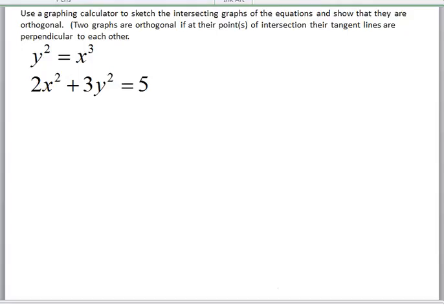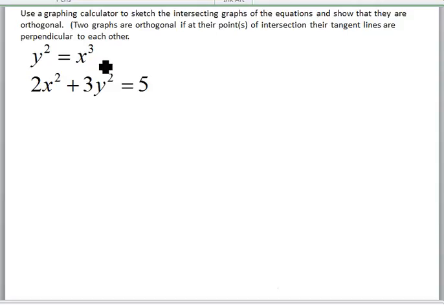Okay, continuing on with some harder problems that involve implicit differentiation. I want you guys to go ahead and put this on your graphing calculator and graph these two graphs. I'm going to tell you where their intersection points are just really quickly, because those are the 2 points we're going to be looking at to figure out whether or not they're orthogonal. I'll explain orthogonal a little bit further after I get their points of intersection.